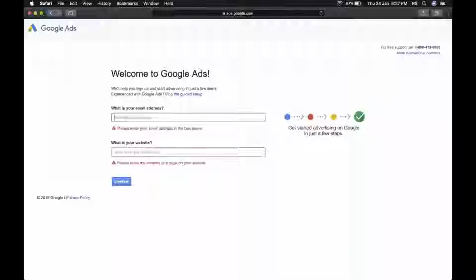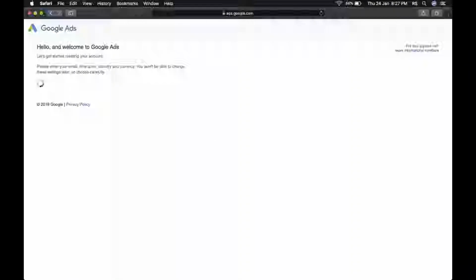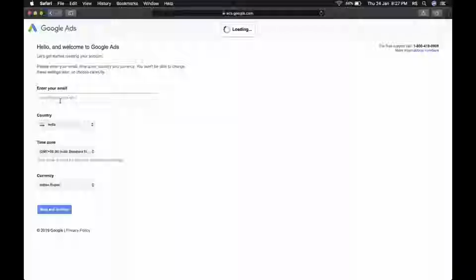If you enter these things, then they will ask you for a lot of details before you can proceed further. You will have to set up billing and all that. Just click on the button that says skip the guided setup. When I say skip the guided setup, they will ask me only these basic questions.